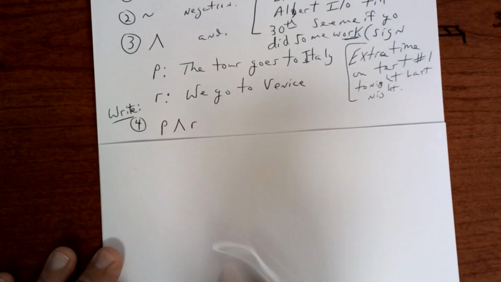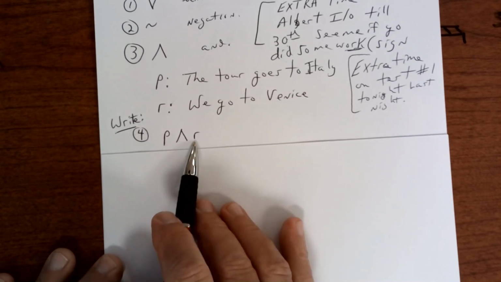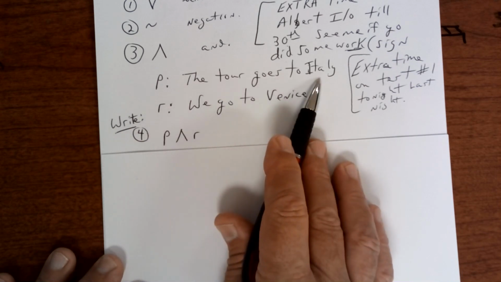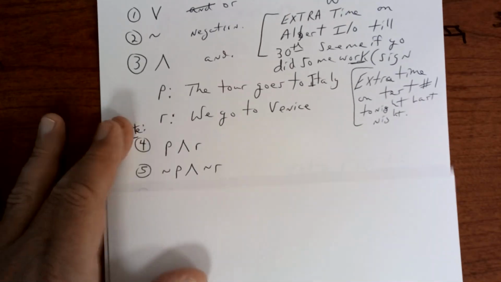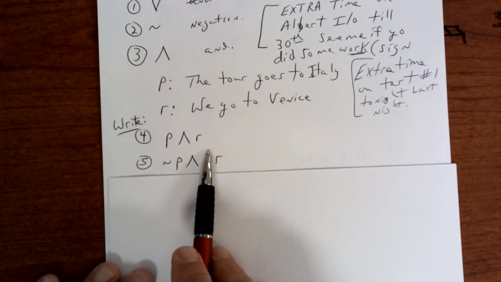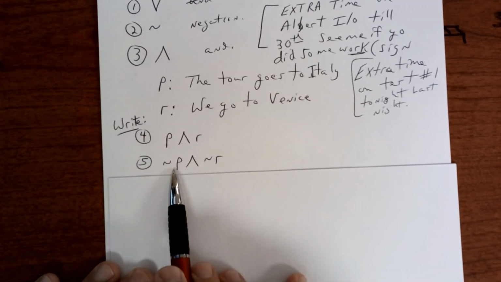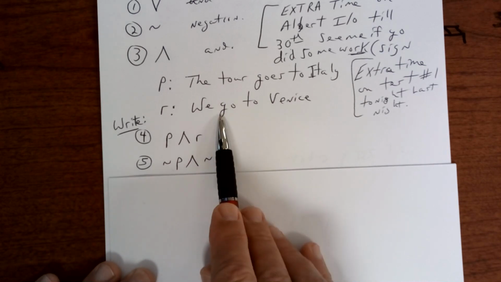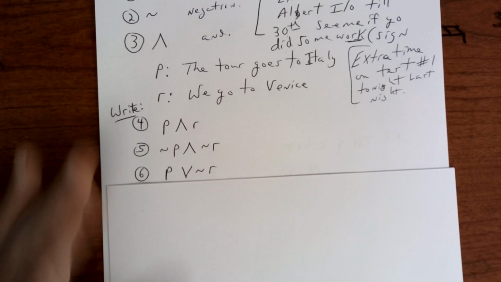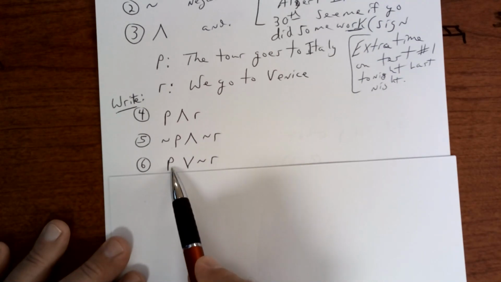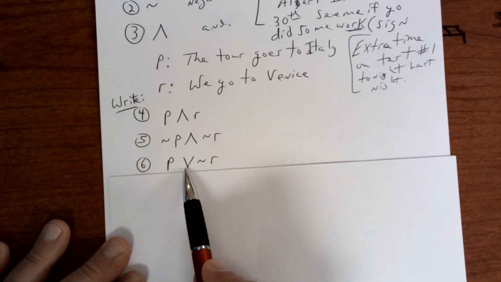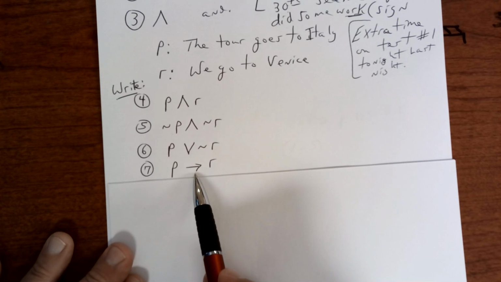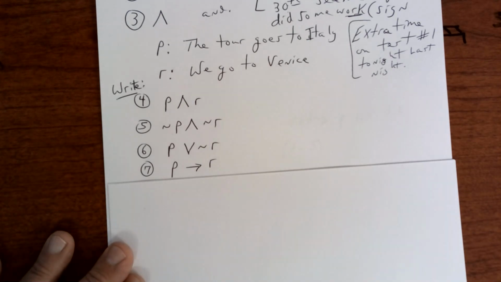All right, let's take a look at these down here. This is and, so P and Q. So you're going to say, the tour goes to Italy and we go to Venice. This one you're going to say not P. So the tour does not go to Italy and we will not go to Venice. This one is or. The tour goes to Italy or we will not go to Venice. This one is if then. If the tour goes to Italy, then we go to Venice.